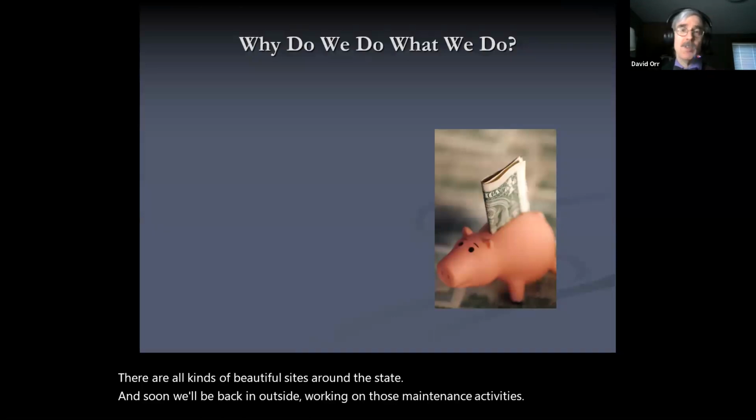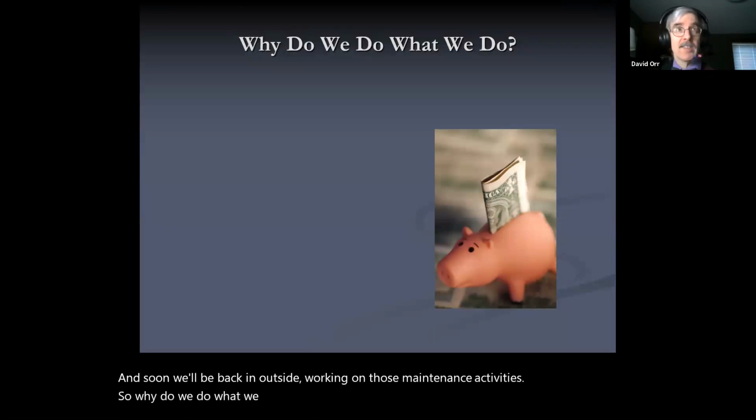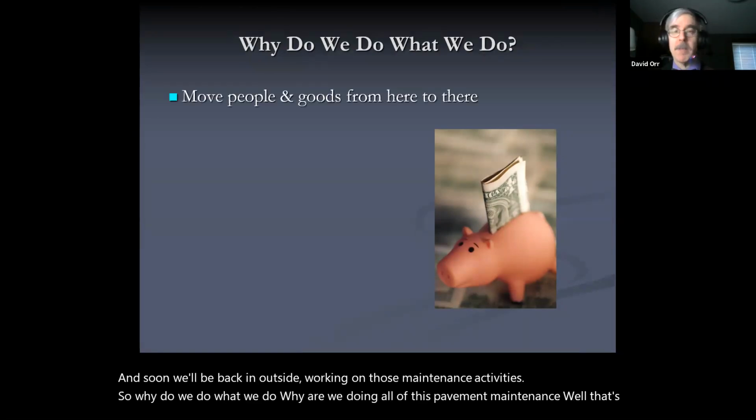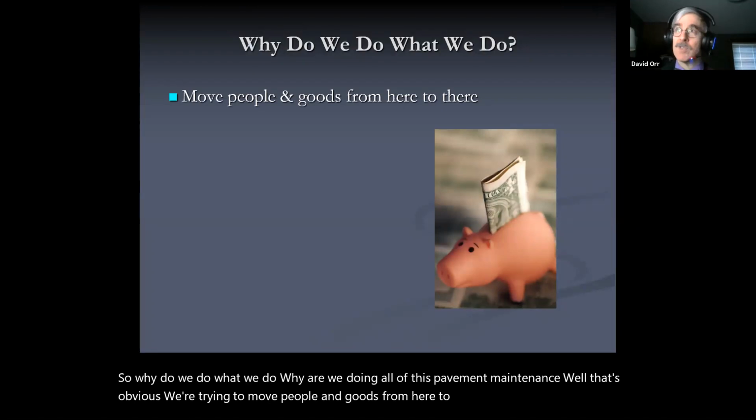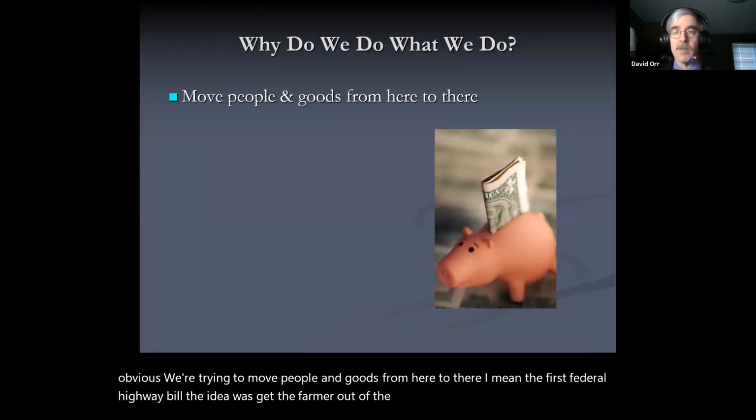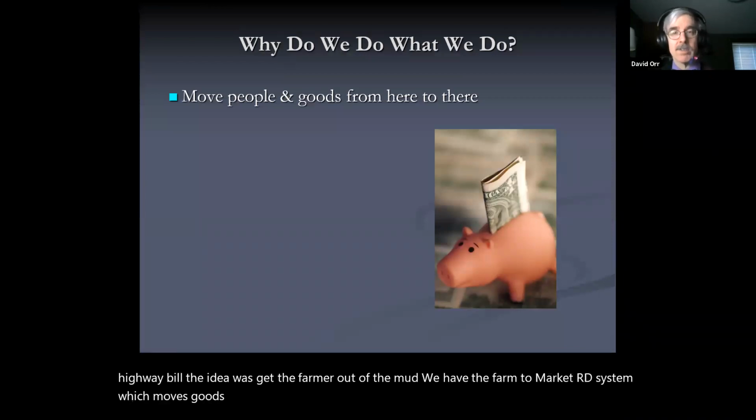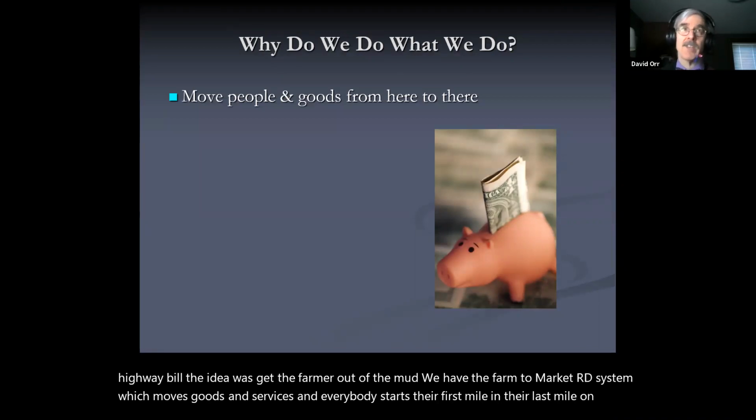So why do we do what we do? Why are we doing all of this pavement maintenance? Well, that's obvious. We're trying to move people and goods from here to there. I mean, the first federal highway bill, the idea was get the farmer out of the mud. We have the farm to market road system, which moves goods and services, and everybody starts their first mile and their last mile on a local road. And so that's what we're trying to do.